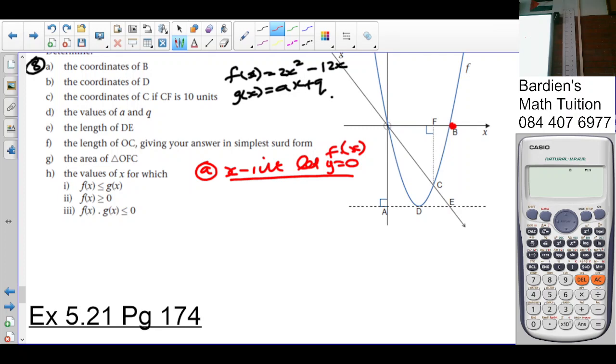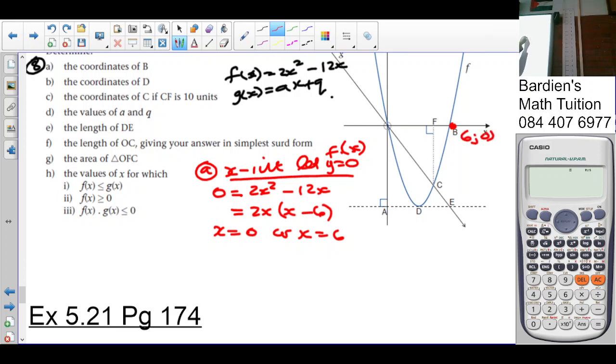So we have 0 equals 2x squared minus 12x. We take out 2x as a common factor, x minus 6. So x equals 0 or x equals 6. The 0 is O and the B is the 6. Now what's the coordinates of B? (6, 0). Next, the coordinates of D. What is D to us?